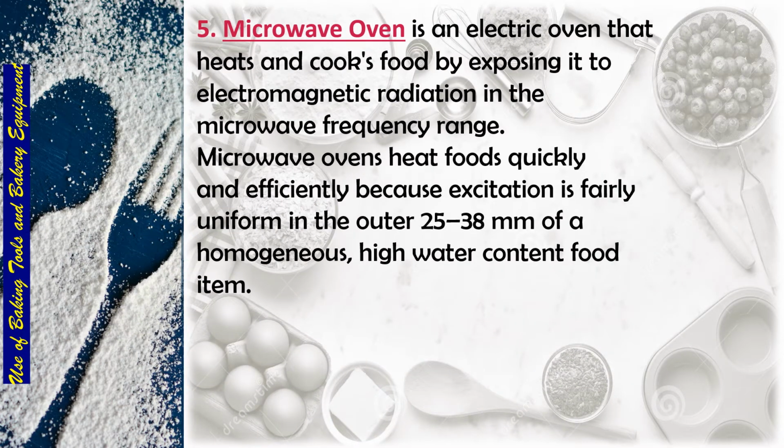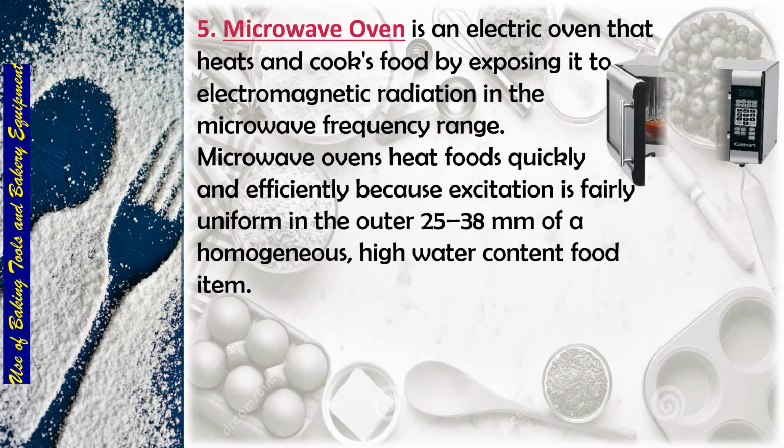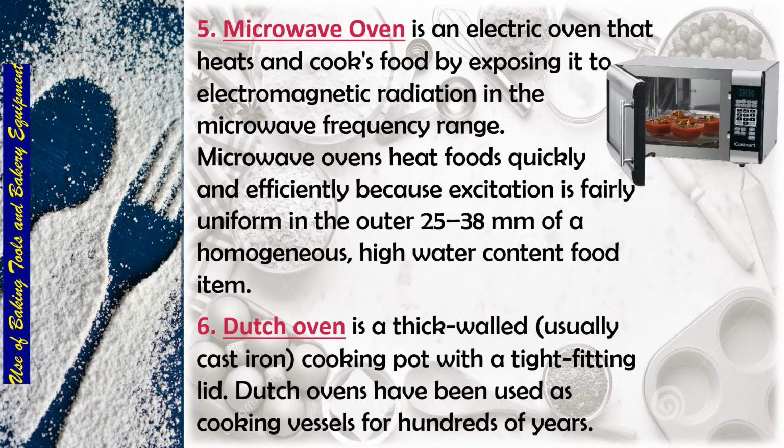Number 5, the microwave oven, is an electric oven that heats and cooks food by exposing it to electromagnetic radiation in the microwave frequency range. Microwave ovens heat foods quickly and efficiently because excitation is fairly uniform in the outer 25 to 38 mm of a homogeneous high water content food item.